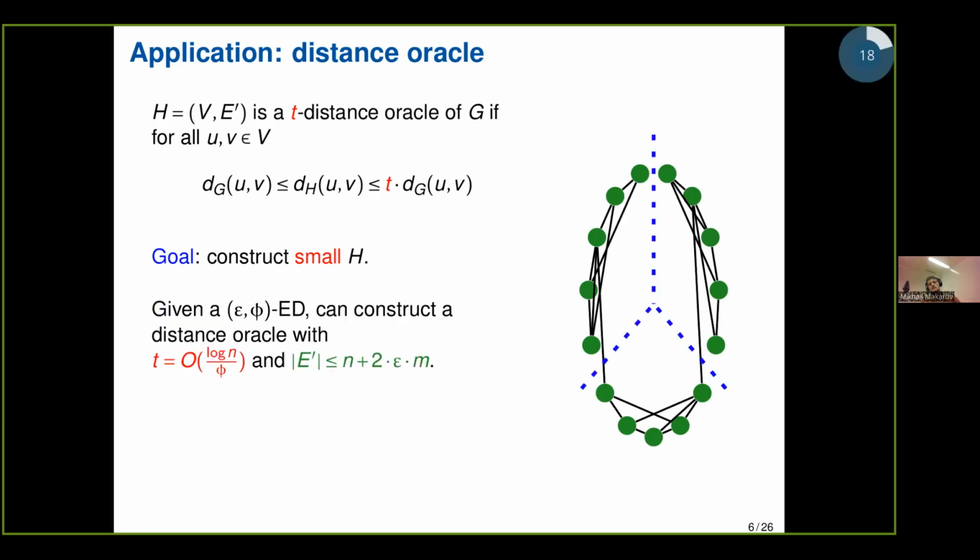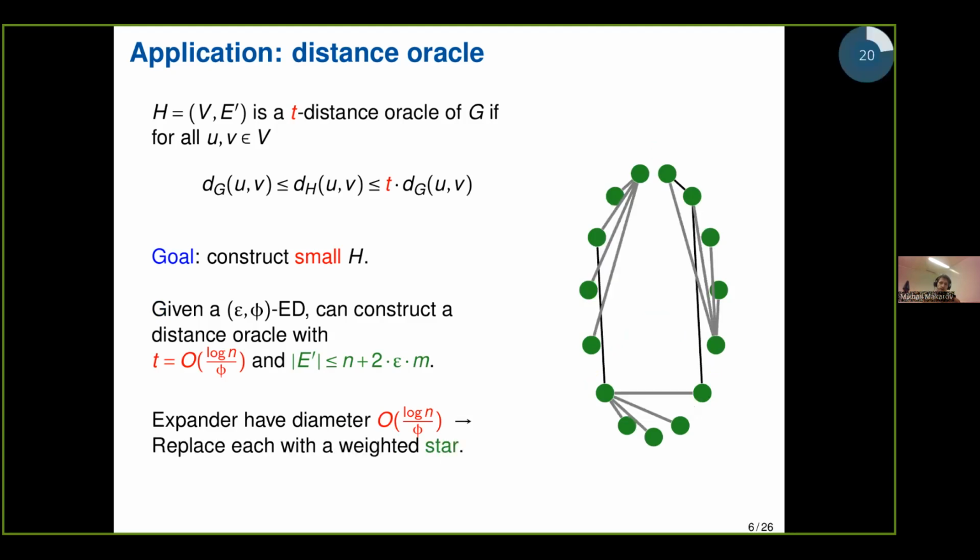So if one is given an epsilon-phi expander decomposition, one can construct the distance oracle with stretch of log n over phi and the number of edges bounded by epsilon times m plus n. The construction is as follows. Recall that expanders have bounded diameter of log n over phi. So we can replace each expander in the expander decomposition with a weighted star, where the weight of each edge is equal to this upper bound on the diameter, while keeping all of the intercluster edges.